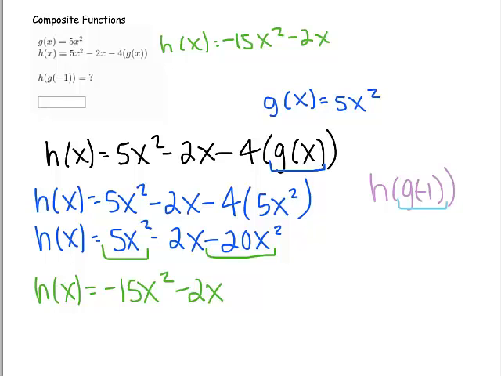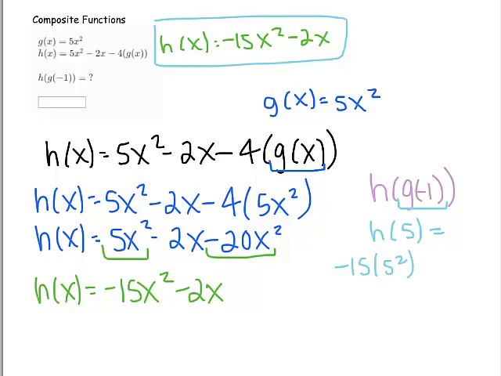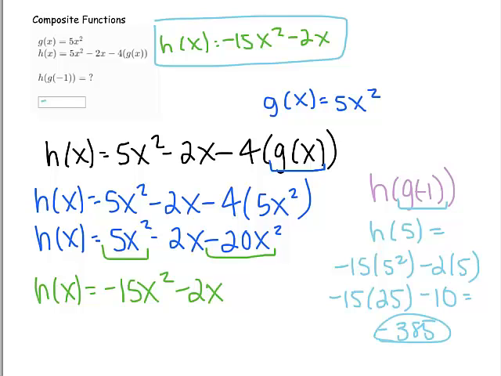Now from the first part of the video, we already know that g of -1 is 5. So I'm really doing h of 5. So if I use my new form of h, I get negative 15 times 5 squared minus 2 times 5. That gives me negative 15 times 25 minus 10. And if I do that out of my calculator, I get negative 385, which is exactly what I got in the original way that I solved the problem.